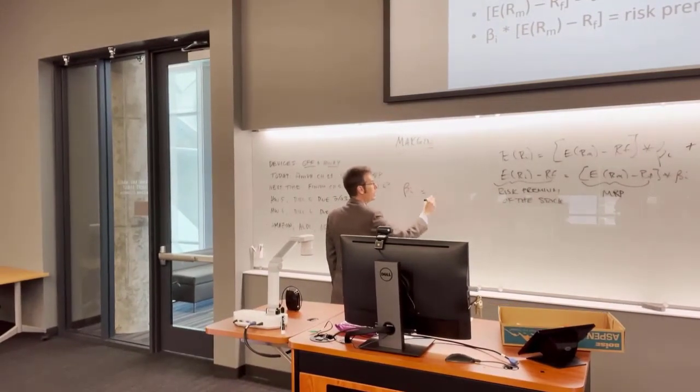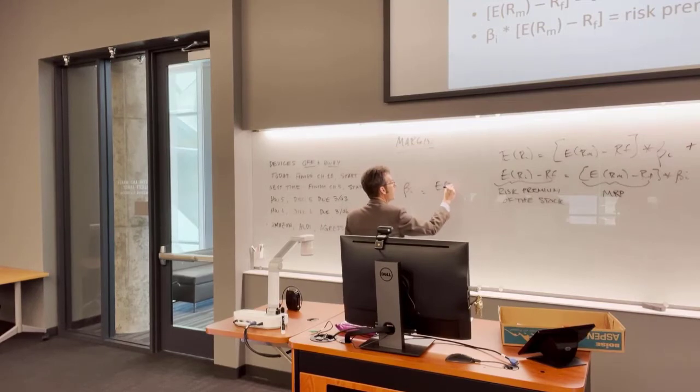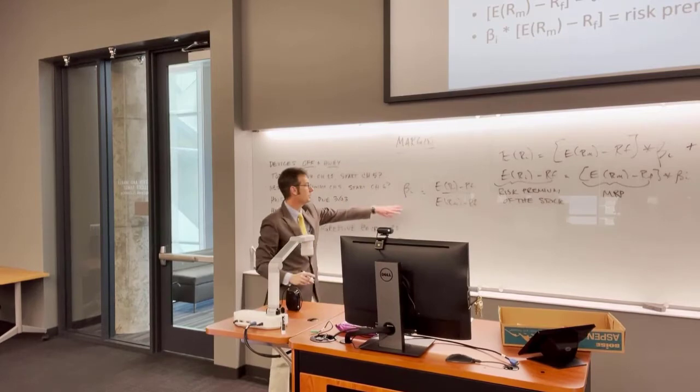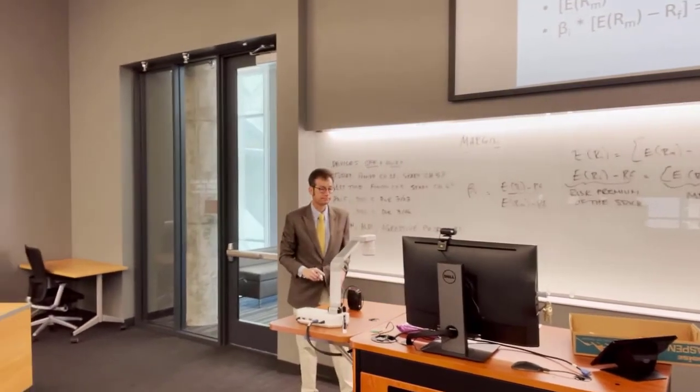Now, another manipulation I could do. I can solve for beta here, and have that it's just simply the risk premium on the stock divided by the market risk premium. So that's another manipulation I can do to this formula.